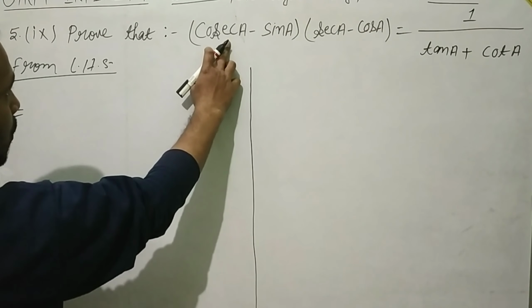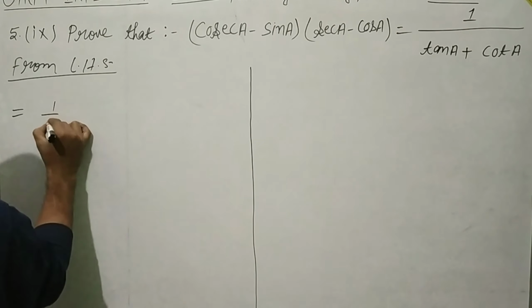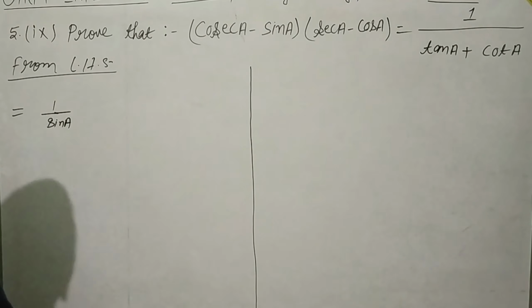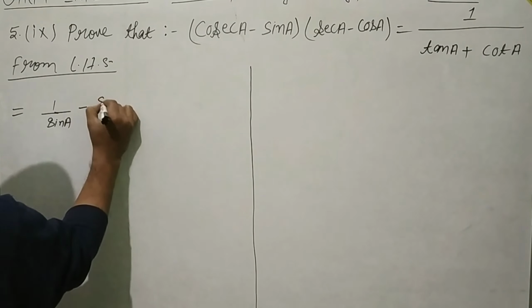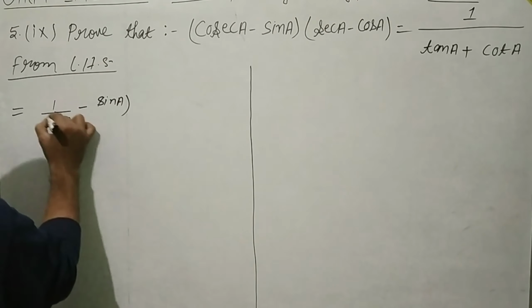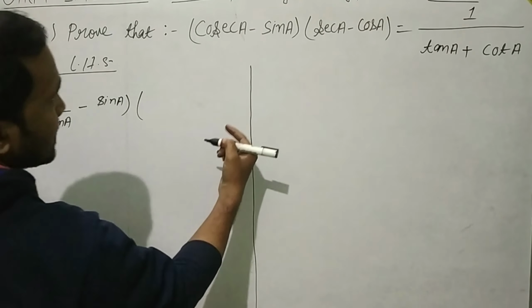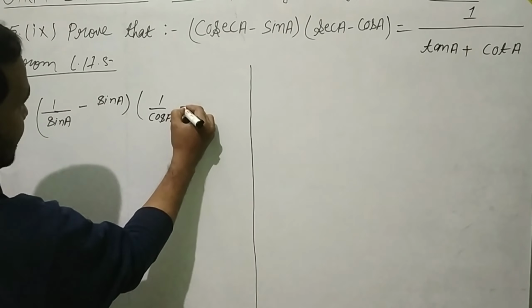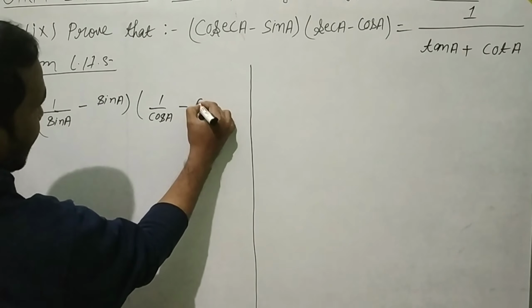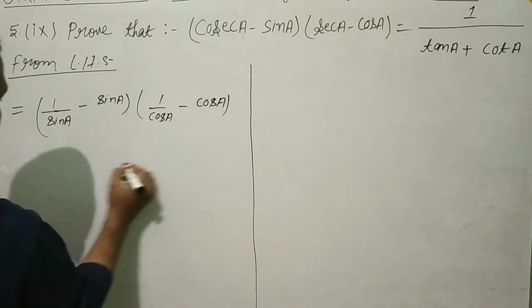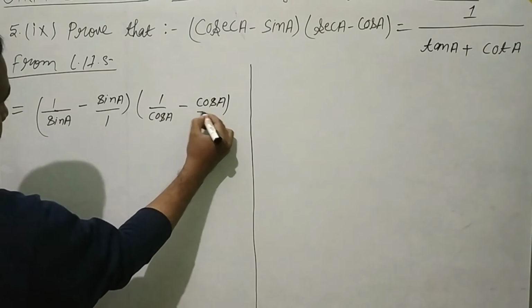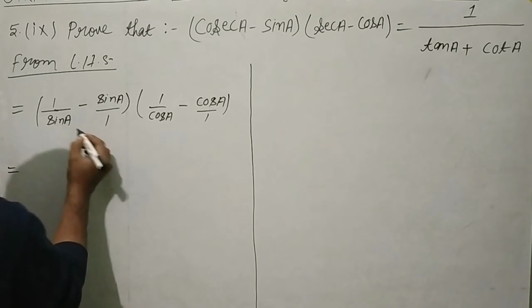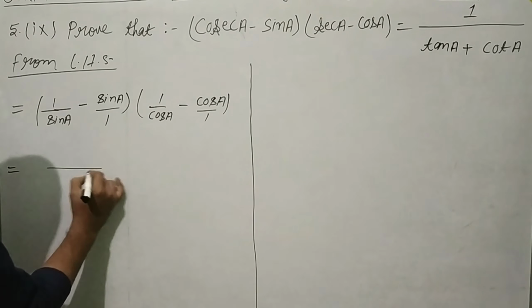We will write cosec A like this, 1 by sin A, because the reciprocal of sin A is cosec A, and write sin A as usual. Now sec A can be written 1 by cos A, because 1 by cos A is equal to sec A, and write cos A as usual. So here one is the denominator. What will be the LCM of sin A and 1? Sin A.